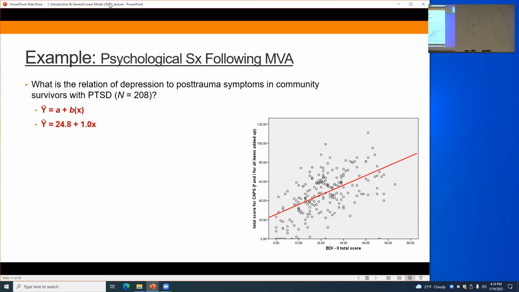Sorry, what is the y? That's your general linear model. Yep. For this case, this is what my general linear model looks like. It's just a basic bivariate regression model. One predictor, one output. Okay.